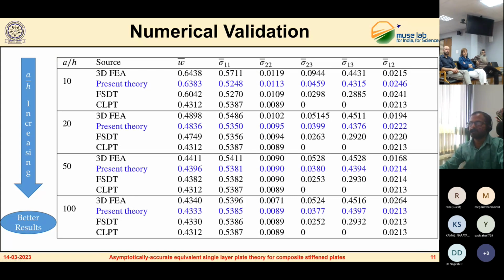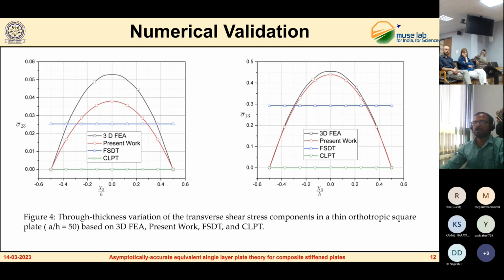So here we can also observe that our present approach is giving better results for the displacements and for the shear stresses. The results are better than the FSDT plate model. However, it requires the same computational cost as the FSDT. And here is the comparison of the transverse shear stresses. We can see the improvement in the transverse shear stresses over the FSDT.